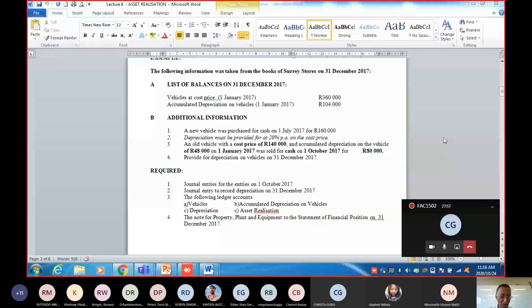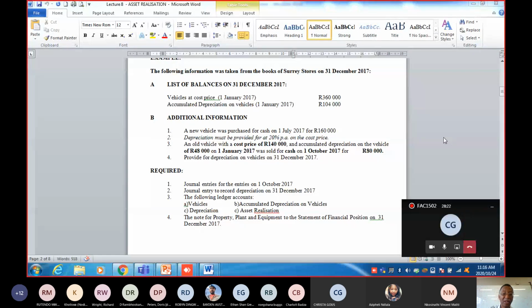B will give you your additional information. Under your additional information, they tell you a new vehicle was purchased for cash on the 1st of July. And they also give you the rate of depreciation. Depreciation must be provided for at 20% per annum on the cost price.